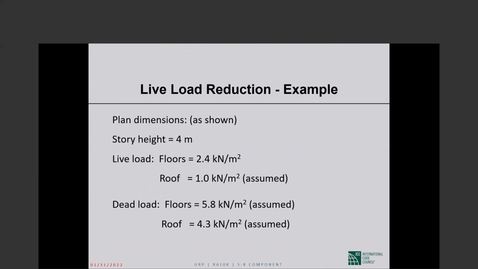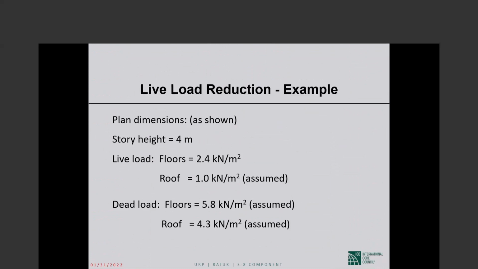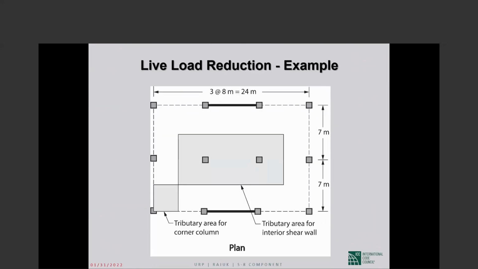Okay, so this is a live load reduction example that you may find to be useful. Plan dimensions as shown. Story height is 4 meters. Live load 2.4 kilonewton per square meter on the floors, 1 kilonewton per square meter on the roof. Dead load on the floors 5.8 kilonewton per square meter, roof 4.3 kilonewton per square meter. I don't know that we'll need the dead load. Okay, the plan shows the spans in one direction 7 meters, in the other direction 8 meters.